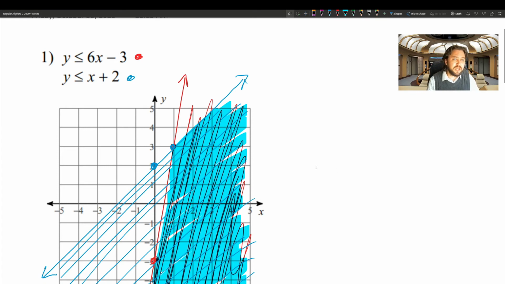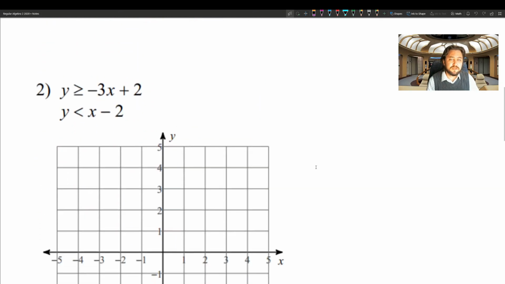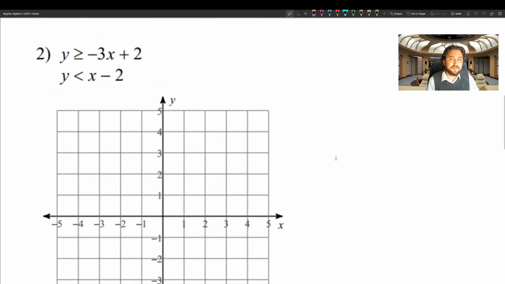So let's go ahead and do another one. This one's going to look a little different. The first equation I'm going to do in red again, and that's negative 3x plus 2. So I'm going to graph my y-intercept of 2. My slope is negative 3 over 1, so 1, 2, 3 over 1. I've got the bar there, so I'm going to have a solid line.